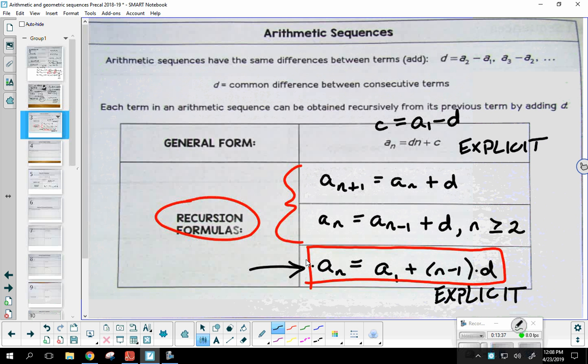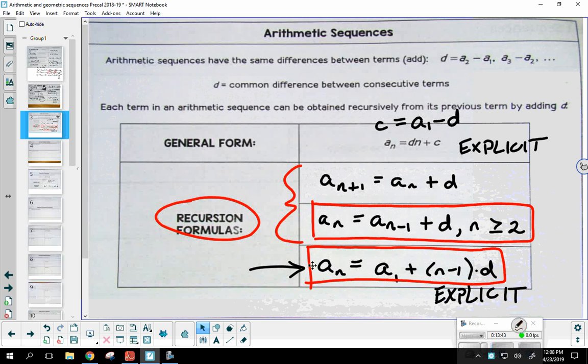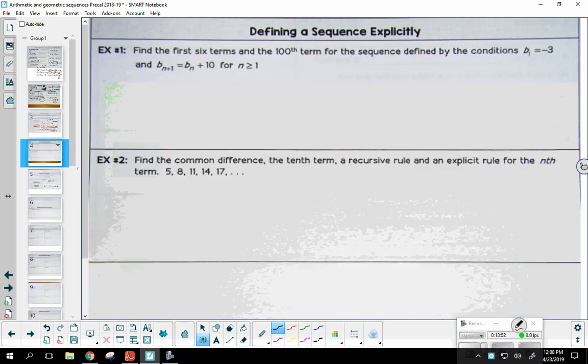Now, if we're looking for recursive, this one here right in the middle is probably the one you're going to want to go with. I would recommend those 2, even though they can be written differently. Okay, so let's get to a problem. Let's see what you guys think.